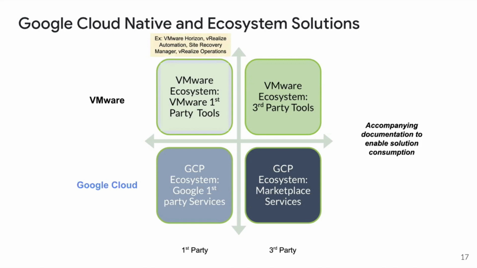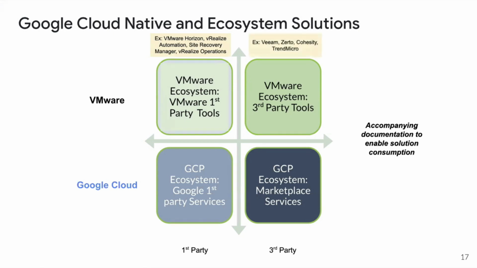So examples of the first-party VMware tools are VMware products like Horizon, vRealize Automation, Site Recovery Manager, vRealize Operations. All these products are not part of the GVE base offering. The GVE base offering, just to remind you, includes vSphere, vSAN, NSX-T, and VMware HCX products. And anything outside of that is something that customers may already be using. They can bring those products and get them to work in the GVE service.